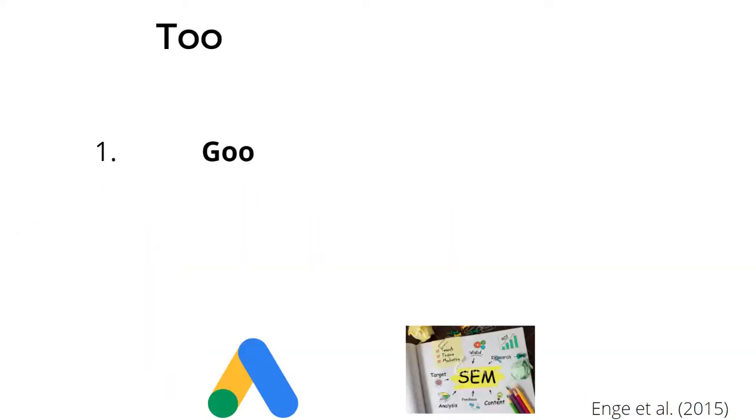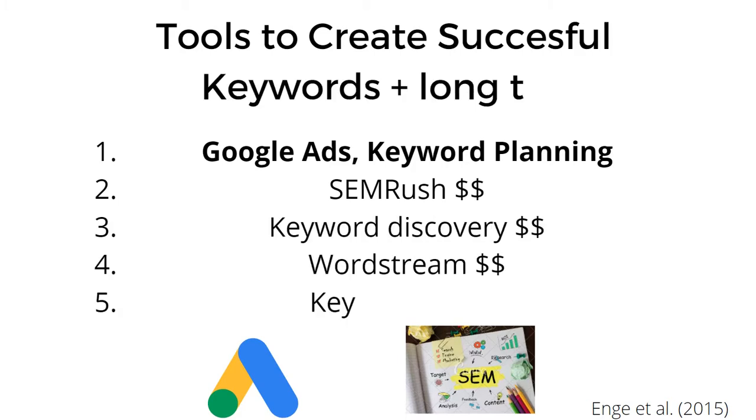So let's move to the tools to create a successful keywords plus long tail. And these are five tools that you can use to start creating your keyword planning. For example, the first one is Google Ads. With Google Ads, you're going to create a perfect SEO planning, because Google Ads is a free tool and you're going to use the keyword planner. It gives you an average monthly search per keyword and some recommendations according to the keyword that you are using.